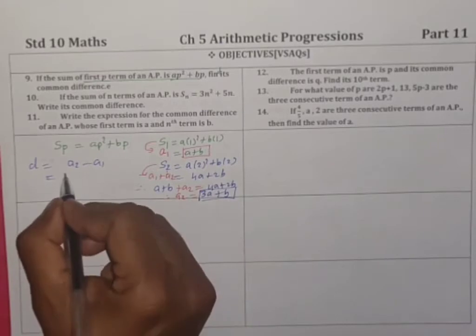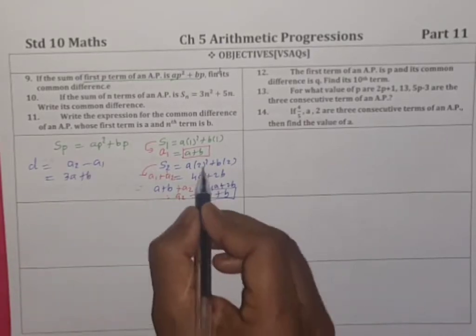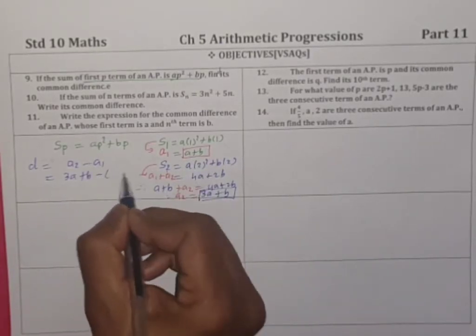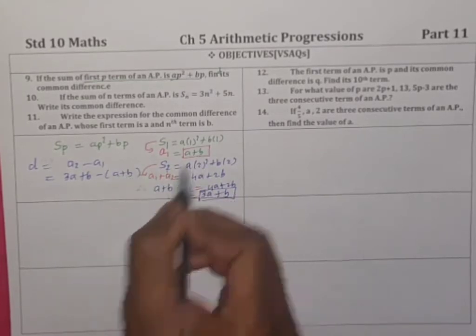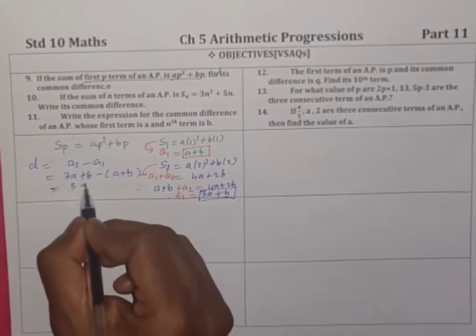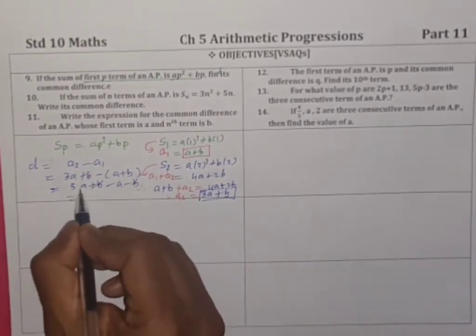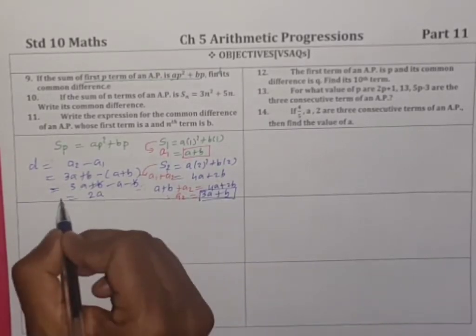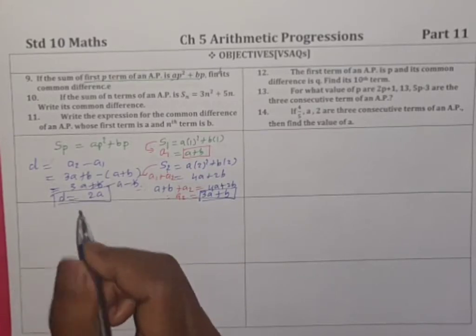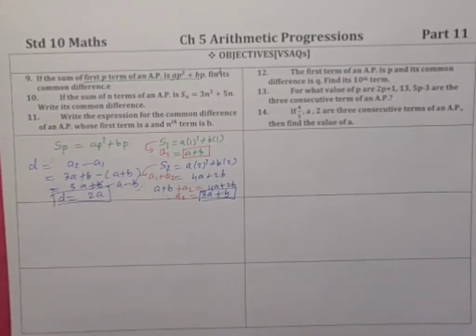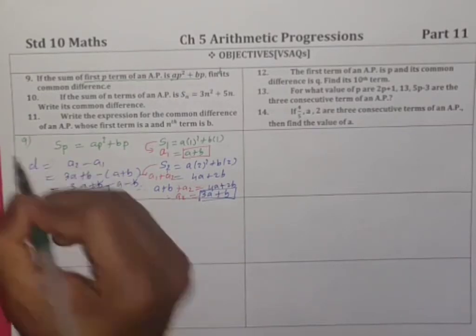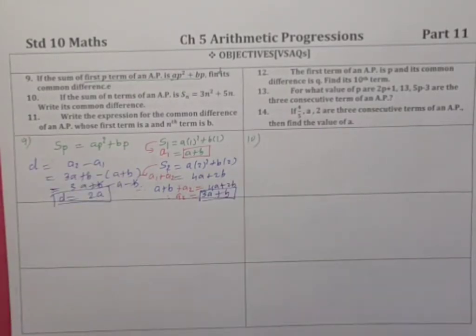What is a2? 3a plus b, minus a1, so put it in the bracket. a1 is a plus b. So 3a plus b minus a minus b. This is gone. 3a minus a is 2a. So the common difference is 2a. Is that clear? Be careful. This is number 9. Now 10.